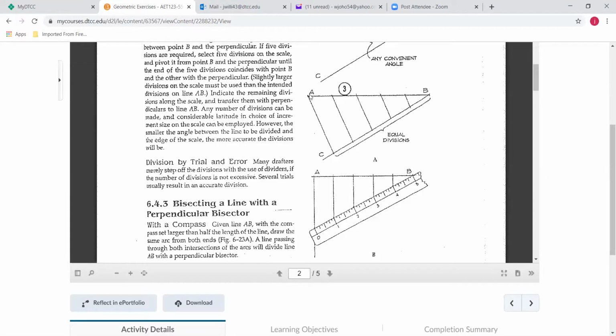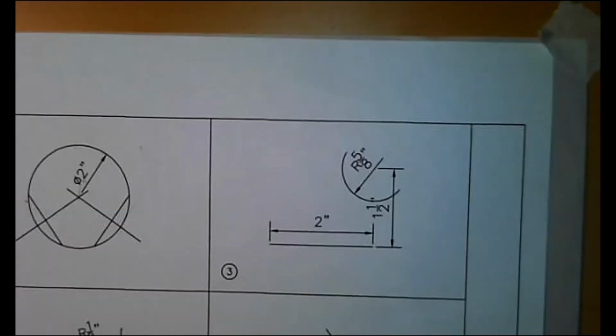Right here we have line A and B, and then line B and C, and this line, of course, is at 30 degrees. We're going to divide the CB line into 1, 2, 3, 4, 5 divisions, and then project up lines perpendicular to CB to also divide line AB into 1, 2, 3, 4, 5 divisions. That's what we're going to do.